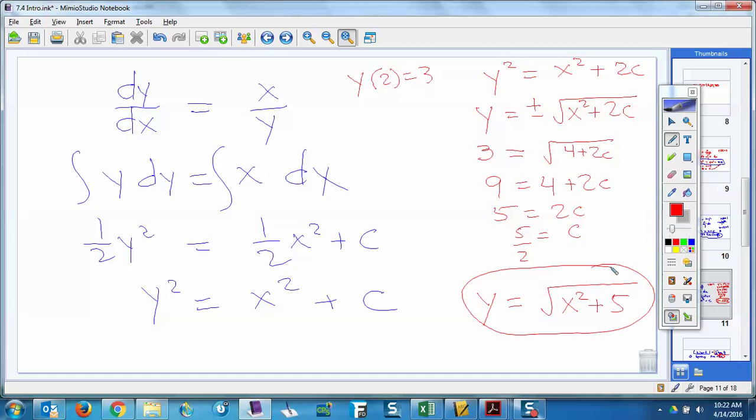So you put the 5 halves in times 2, then it becomes 5, right? You see what I'm saying? So she's exactly right. She's got a different c than I would get over here, but when you plug it back in, it'll come out the same, right?